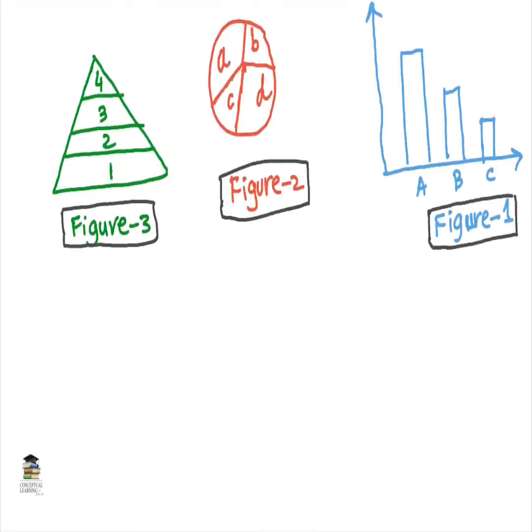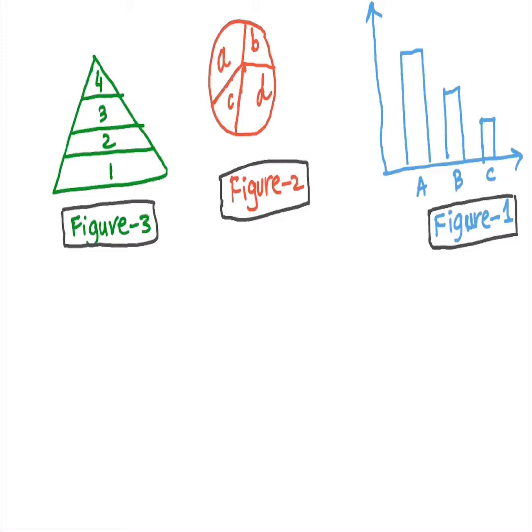Okay, so the next question is, we have 3 figures. One is figure 1, in which a bar chart is provided. In figure 2, a pie chart is provided. In figure 3 is a triangle, but a shaded triangle. So we have to make slices of the triangle. We have to cut that triangle into many parts.